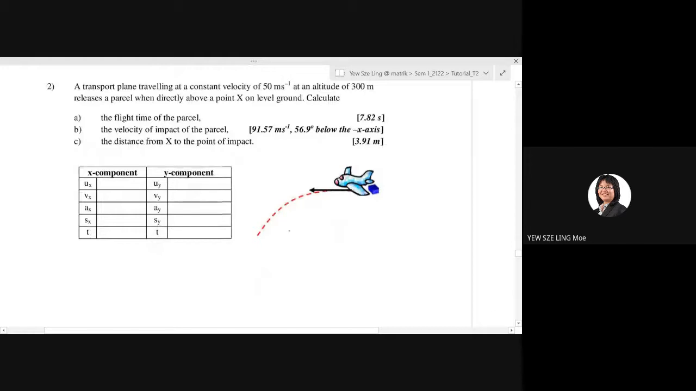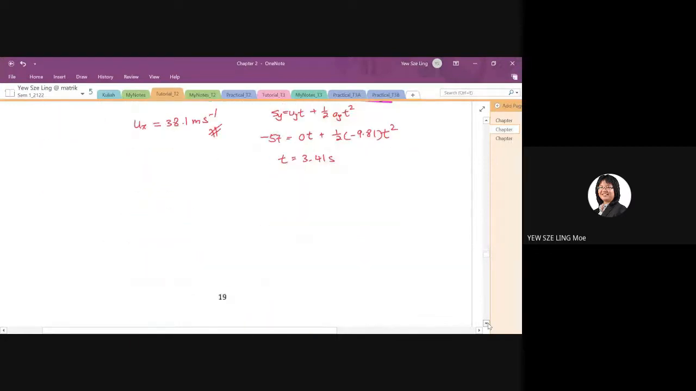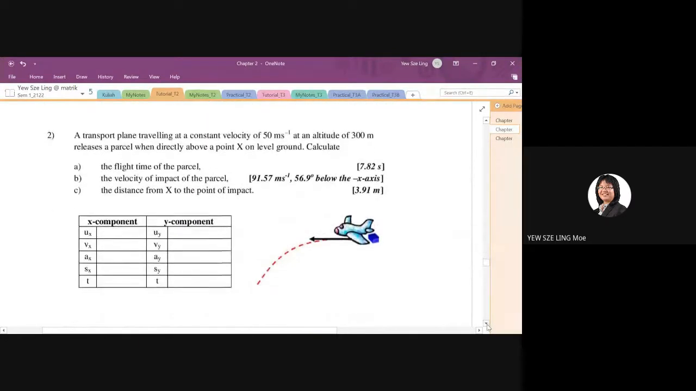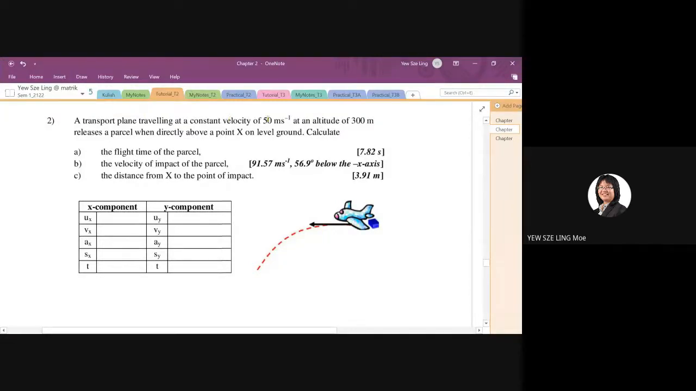So question 2 is also very similar to question 1. A transport plane traveling at a constant velocity. So what do we have? We have a constant velocity. Okay, so constant velocity, 50 meters per second at an altitude of 300 meters. Release the parcel when it is directly above point X on level ground. So actually there is a point X in the question.